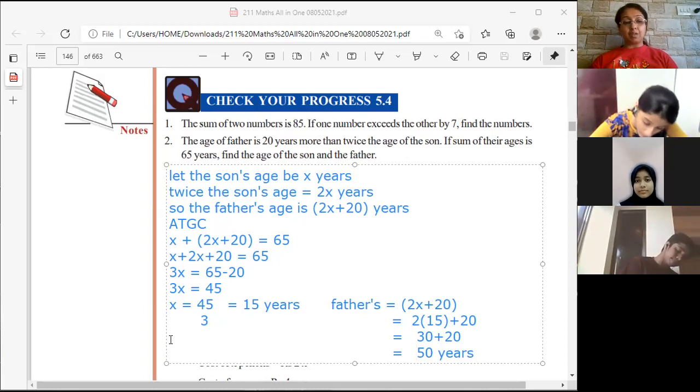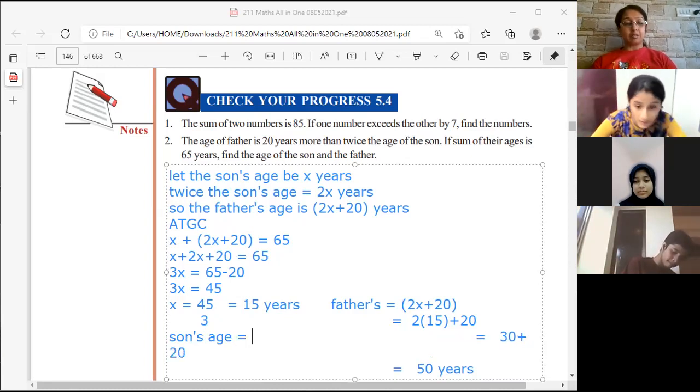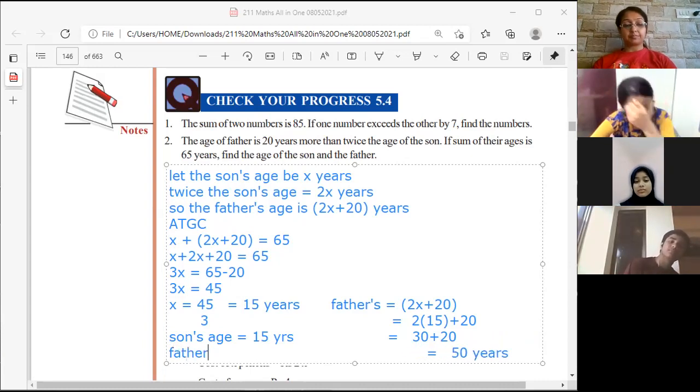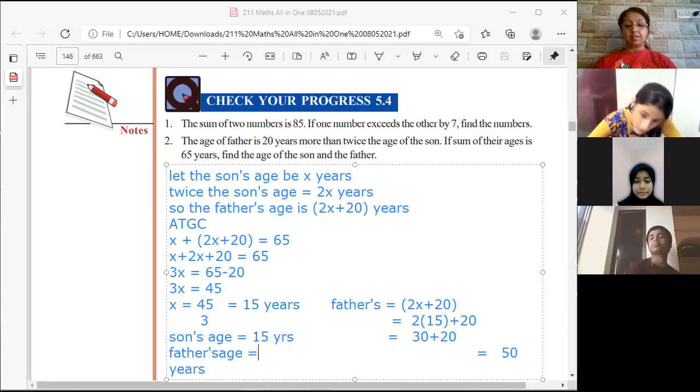Okay, so here if you want, we can mention son's age is equal to 15 years. And here we can mention father's age is equal to 50 years.